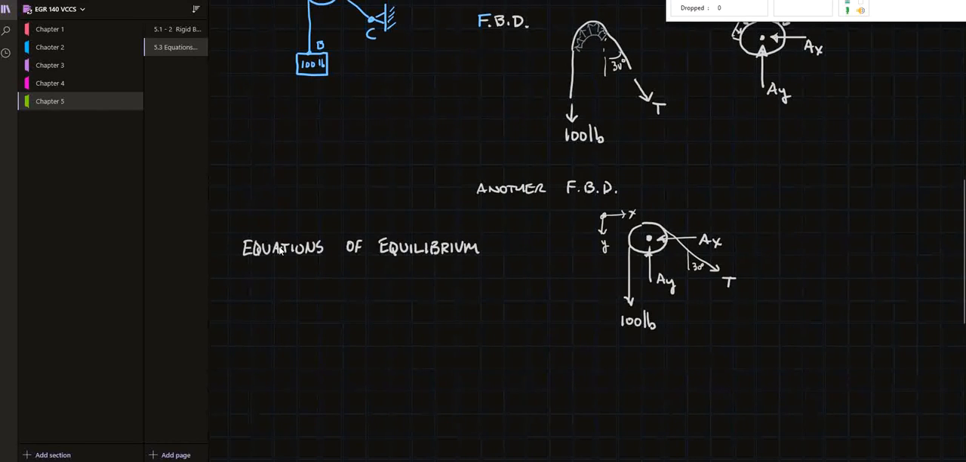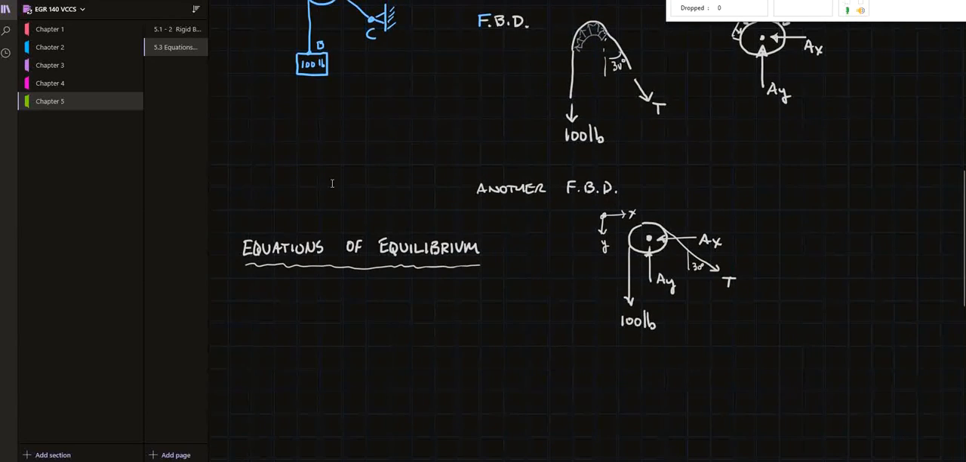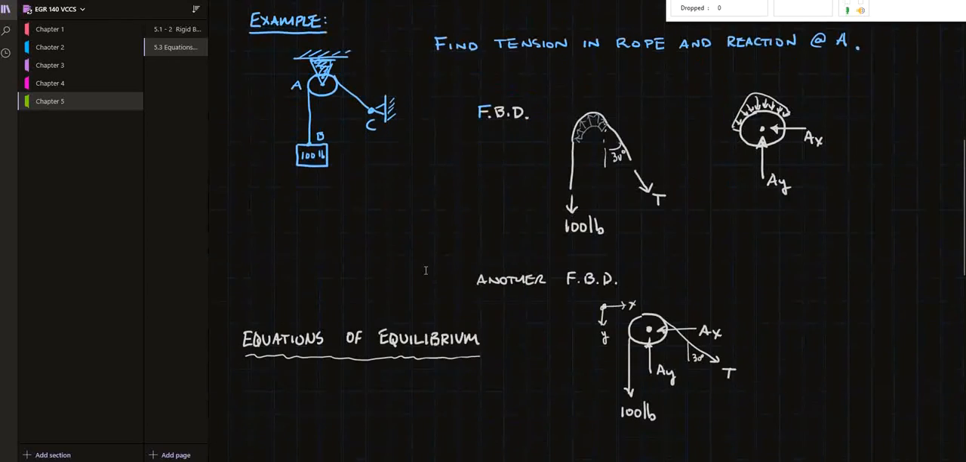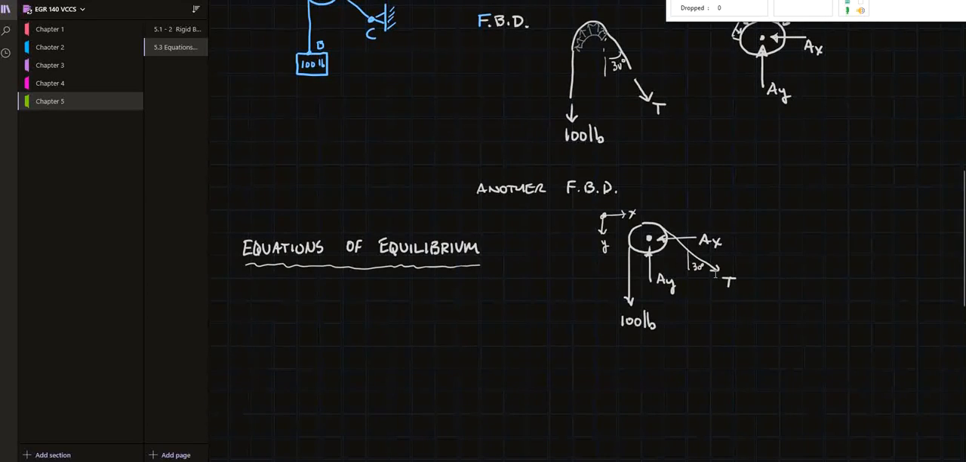So let us now look at equations of equilibrium to solve what we're required to solve. Well, one of the things is to find the tension in the rope. That's tension T. Now, of course, our intuition might tell us that's got to be the same tension as is over here, so it has to be 100. But let's solve this and see what we get.